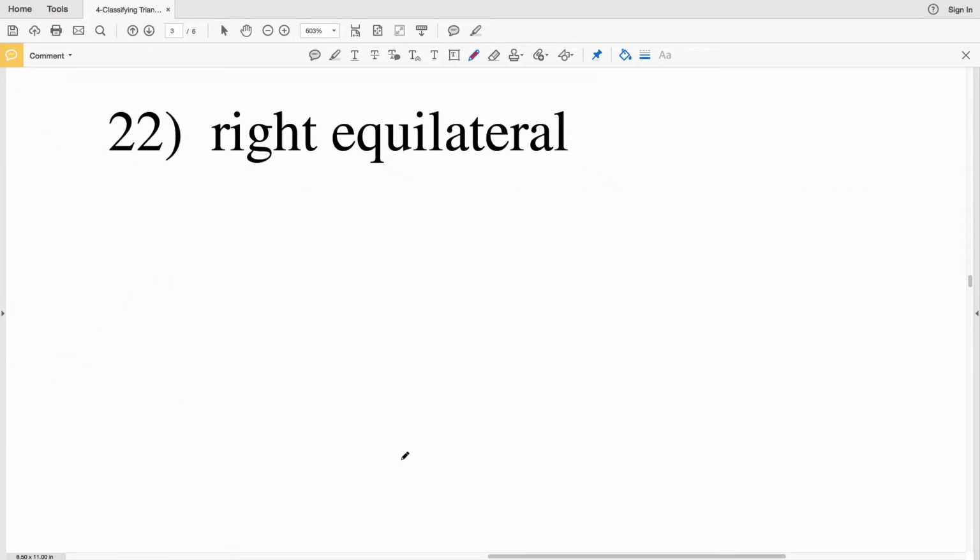In number 22, it asks me to draw a right equilateral triangle. However, for an equilateral, that means that three sides are equal in length, but if three sides are equal in length, a right angle is not possible. Because if this is equal to this, the distance from here to here is not the same as either of those. Therefore, a right equilateral is not possible.